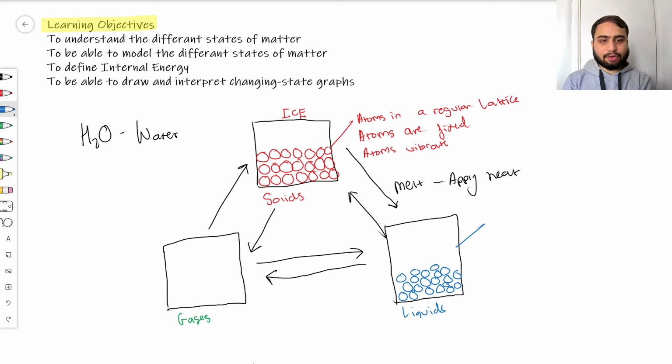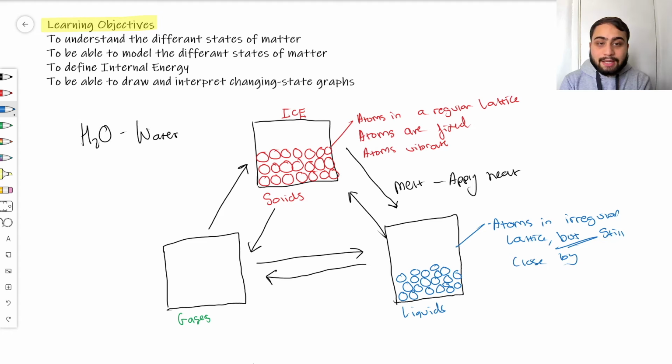So let's write it down over here. So atoms in irregular lattice, but now this is the very important bit that students often forget. They're still close by, and also the atoms are no longer fixed. Now that they're no longer fixed, that means that they can move past each other.